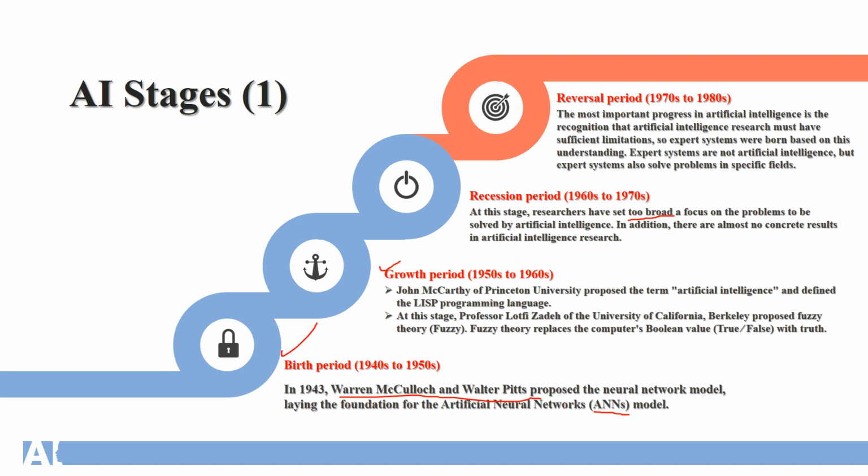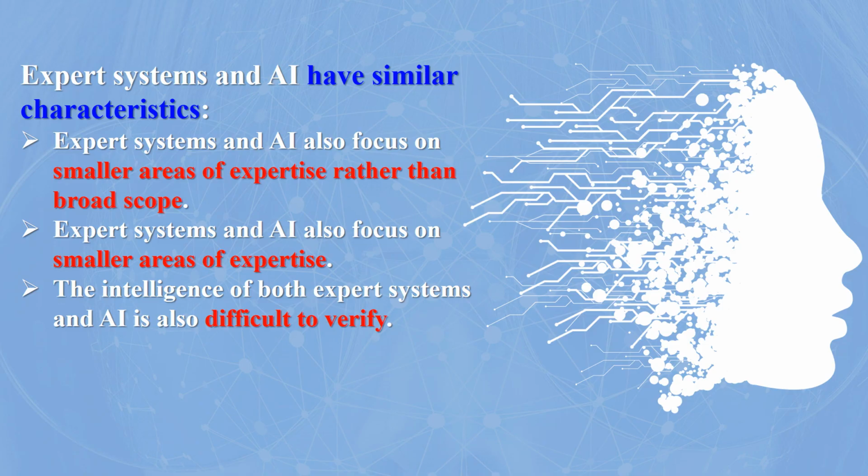And moving on to the 1970s to 1980s, called the reversal period. The most important progress in AI is the recognition that AI research must have sufficient limitation. So expert systems were born. Expert systems are not AI, but expert systems also solve problems in specific fields.